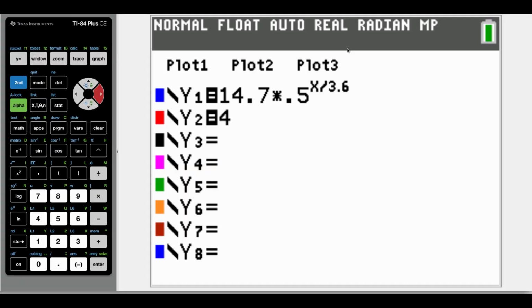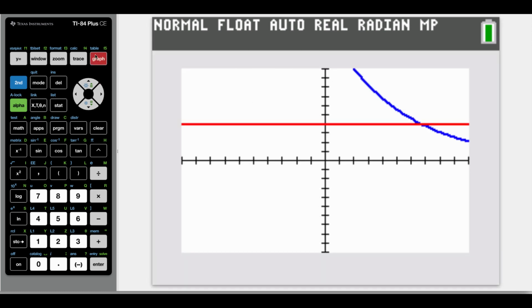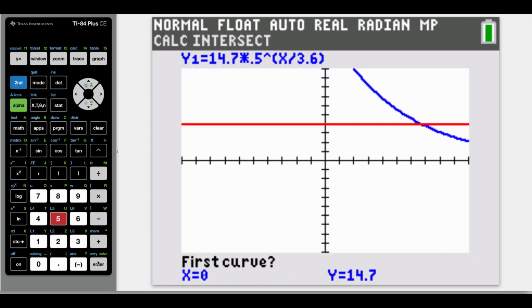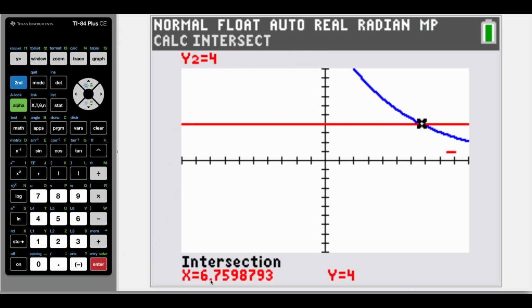So in my calculator, I've got my 14.7 times 0.5 raised to the x over 3.6, and I've got my 4, since we're trying to figure out where the pressure is 4 pounds per square inch. When I hit graph, we'll get a picture that looks something like this. We want to find the intersection, so I'm going to go second trace and pick option number 5. I'm on my blue curve, so I hit enter. I switch over to my red curve, so I hit enter, enter, and we get an x value of about 6.76, meaning that our height is about 6.76 miles. So the atmospheric pressure is 4 pounds per square inch at an altitude of 6.76 miles above sea level.